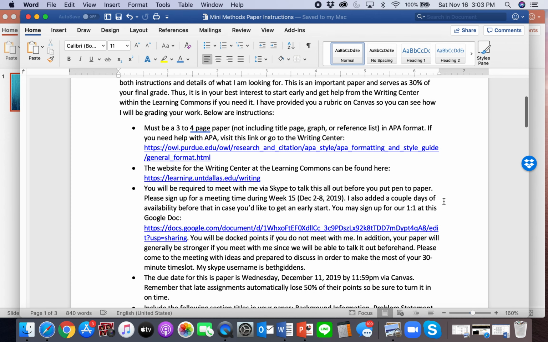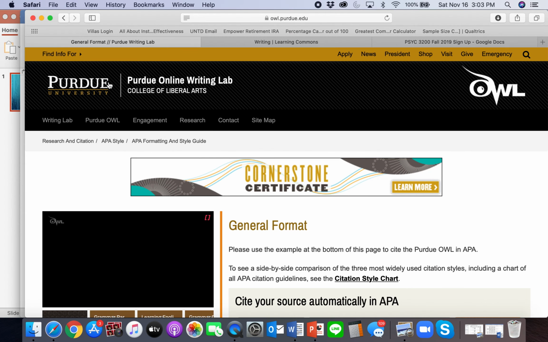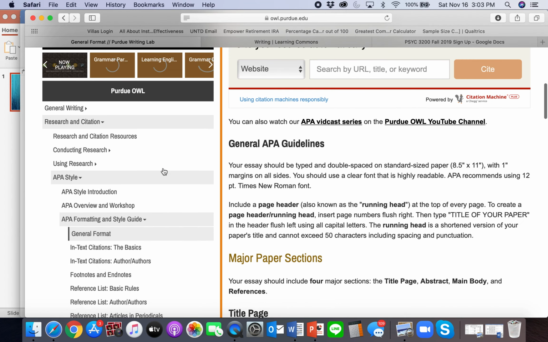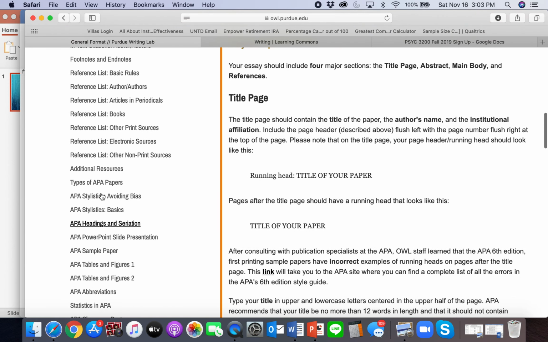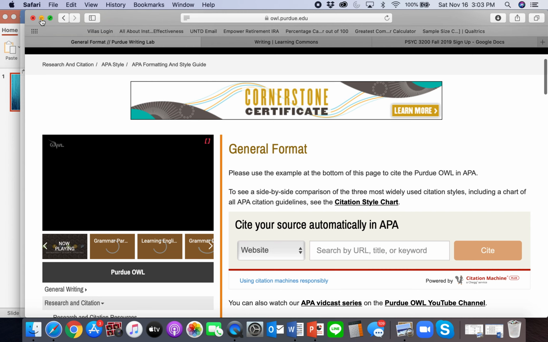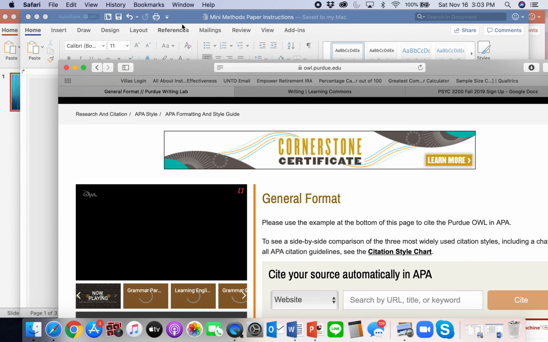The paper must be 3 to 4 pages, not including the title page, graph, or reference list. It needs to be in APA format, so if you need help with APA, Purdue University has a great website that you can look at here. It has APA in-text citation information and APA reference list citation information. So if you need help, please use that.